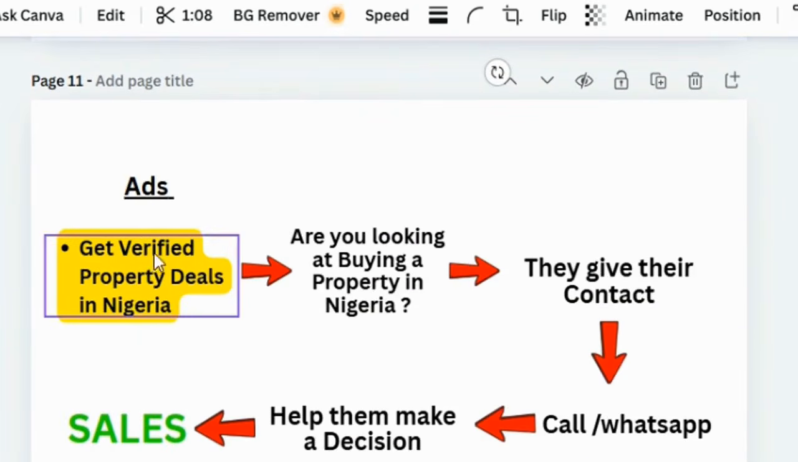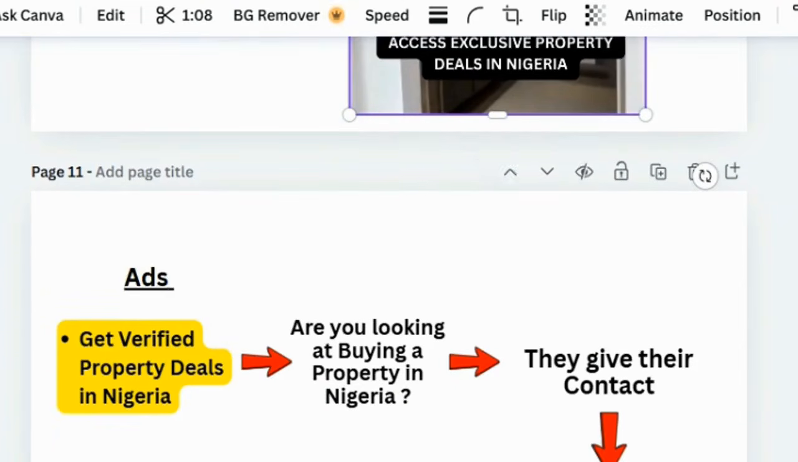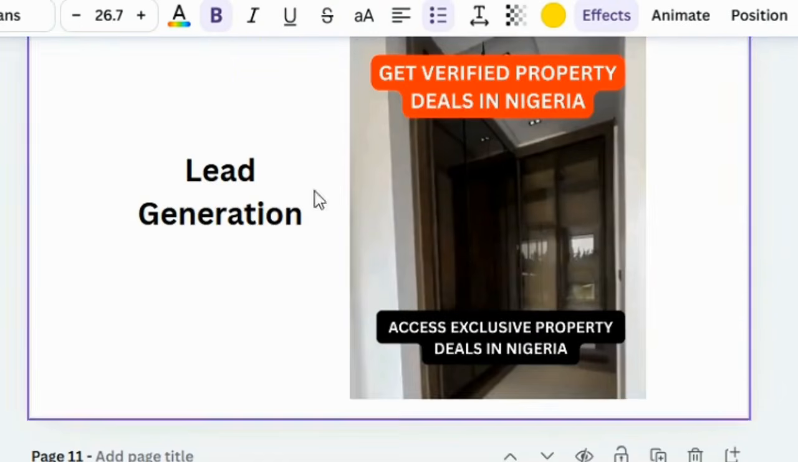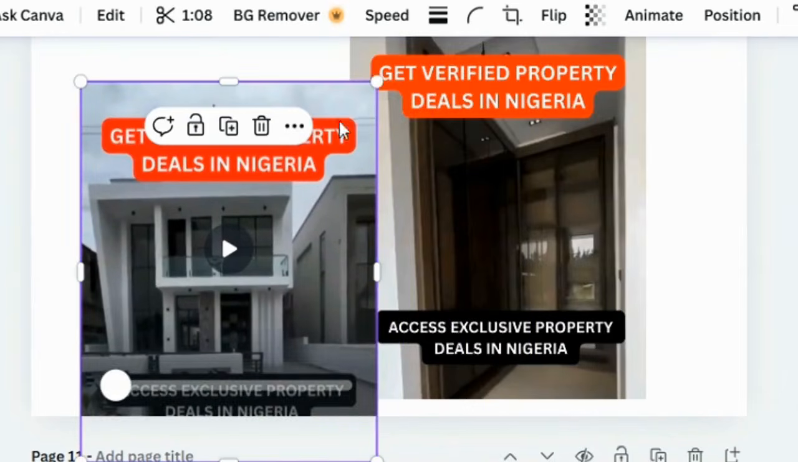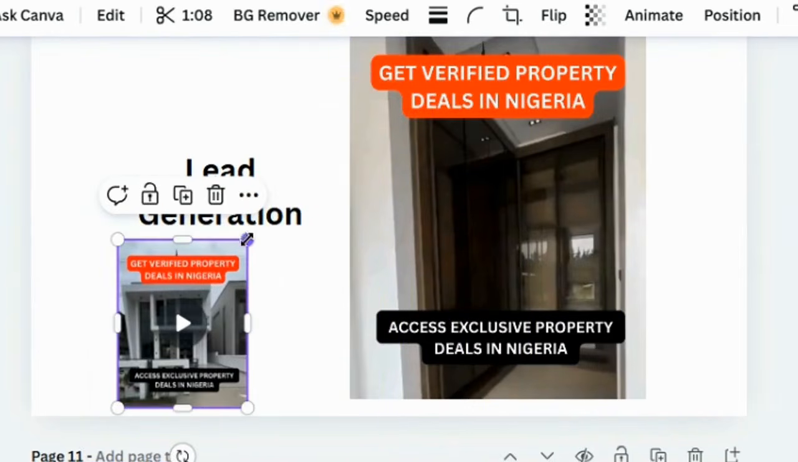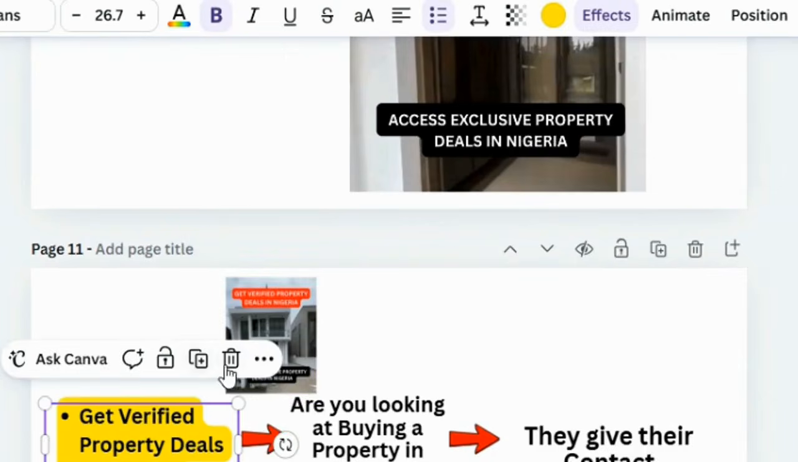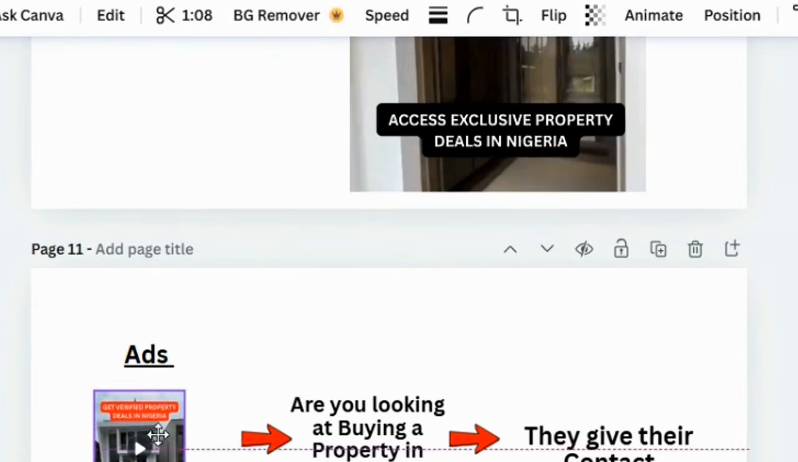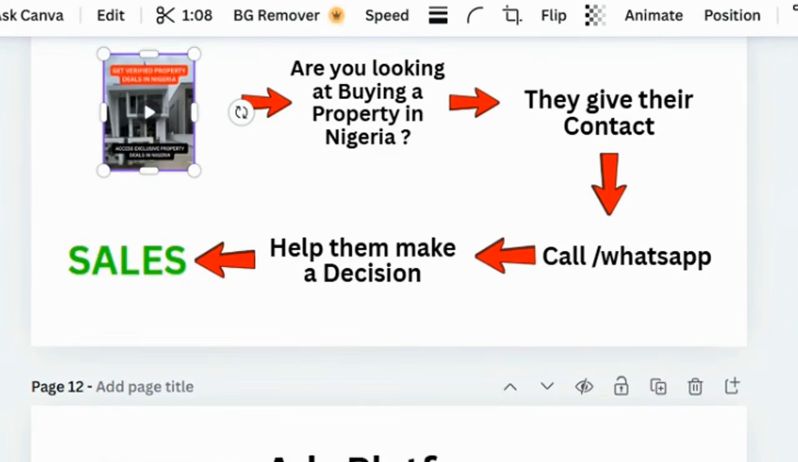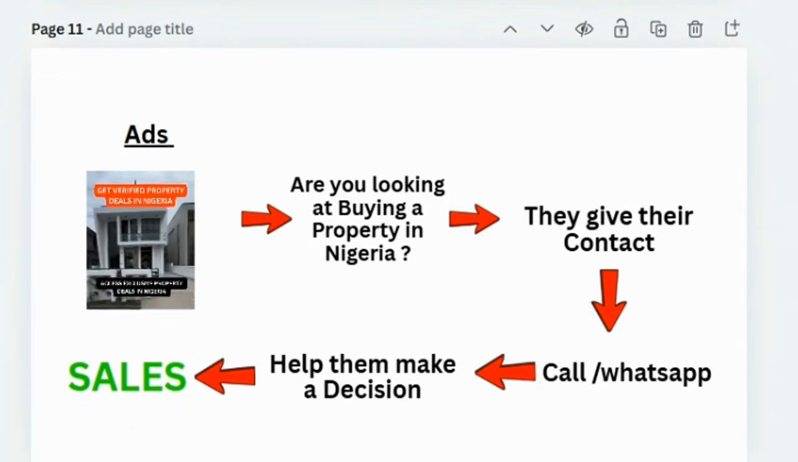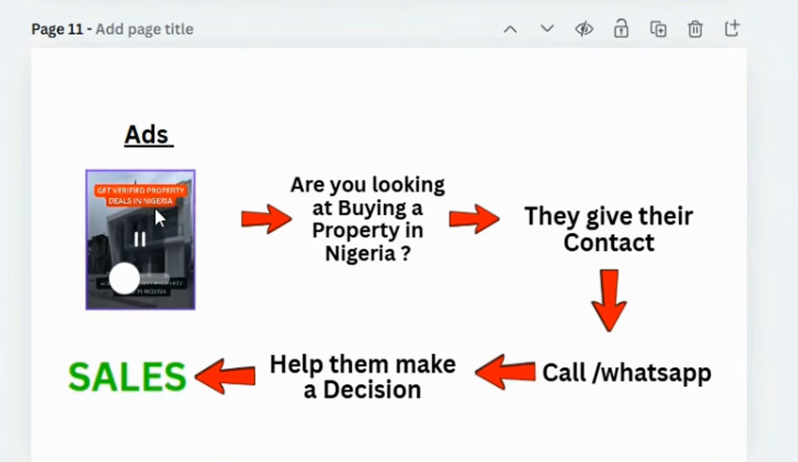Now this is the system. This is the funnel. This is the system that I use as the advert. And I'm going to show you where you're going to come in. Now let's run the campaign. This is the advert, this is the ads. Let me move this in there. Okay, so this is the ads that I'm going to run on Meta ads, on Facebook and on Instagram.